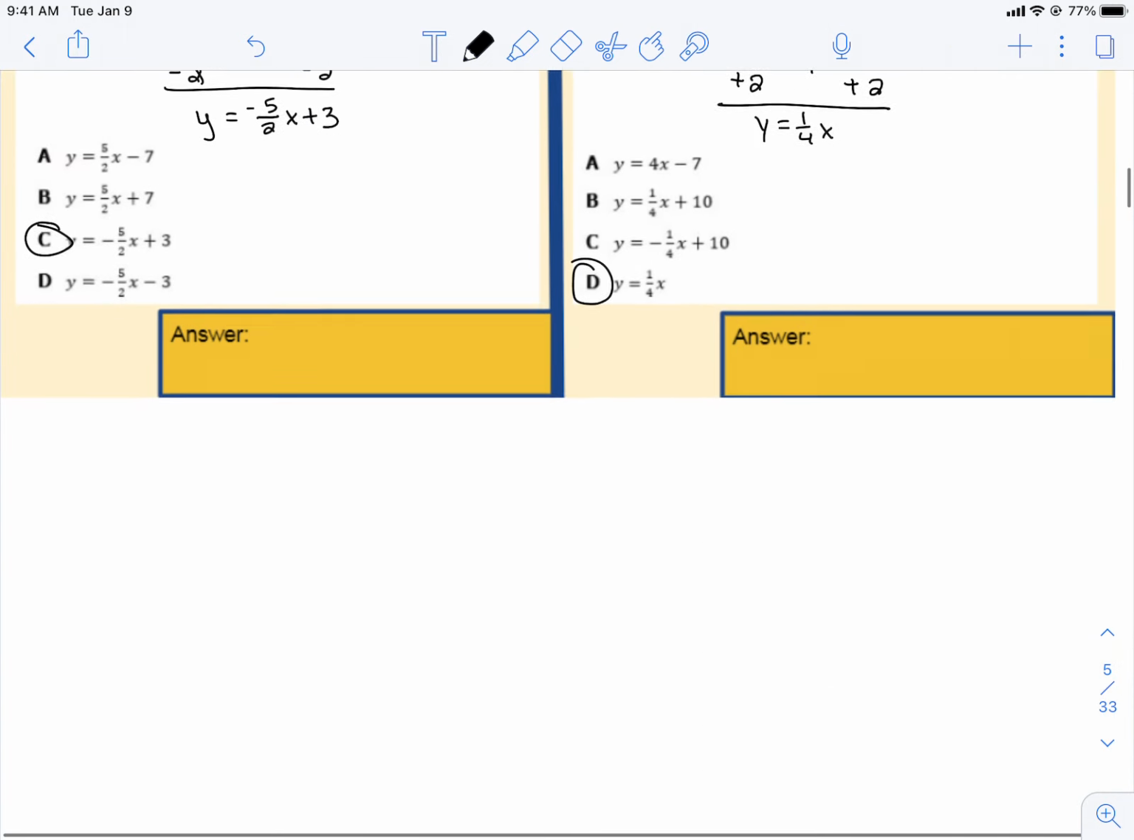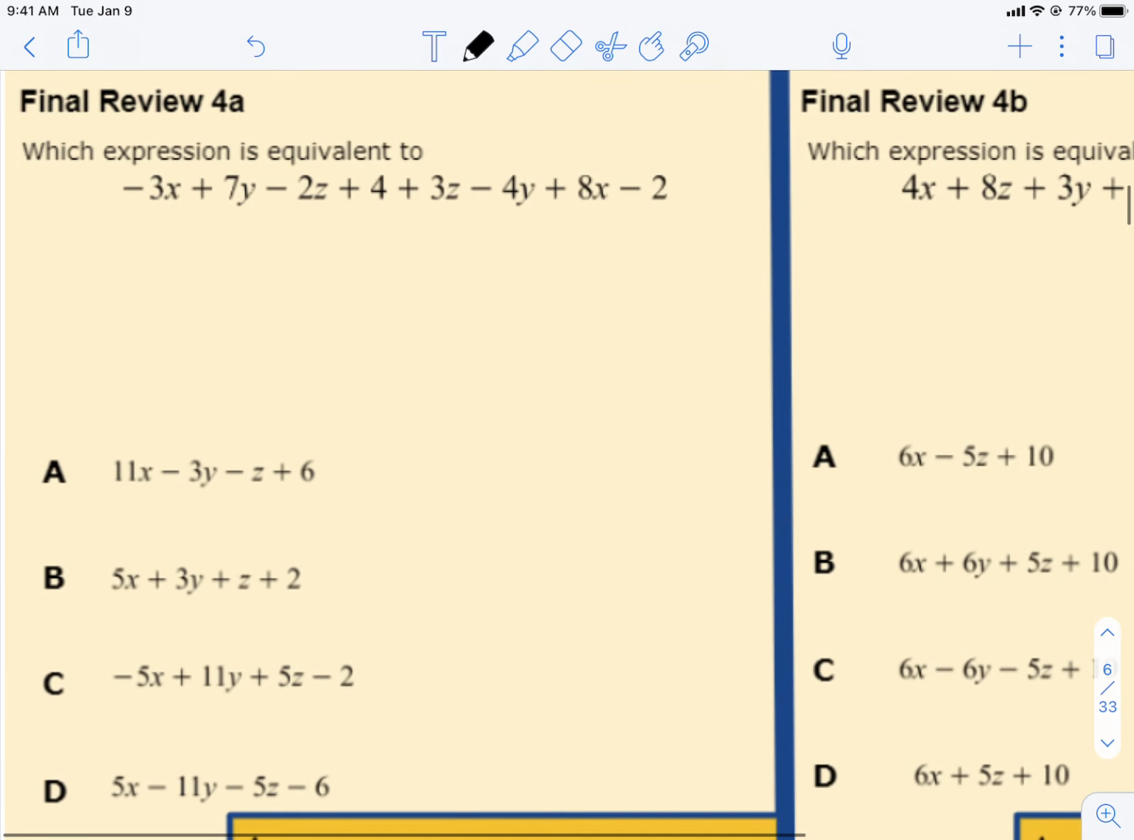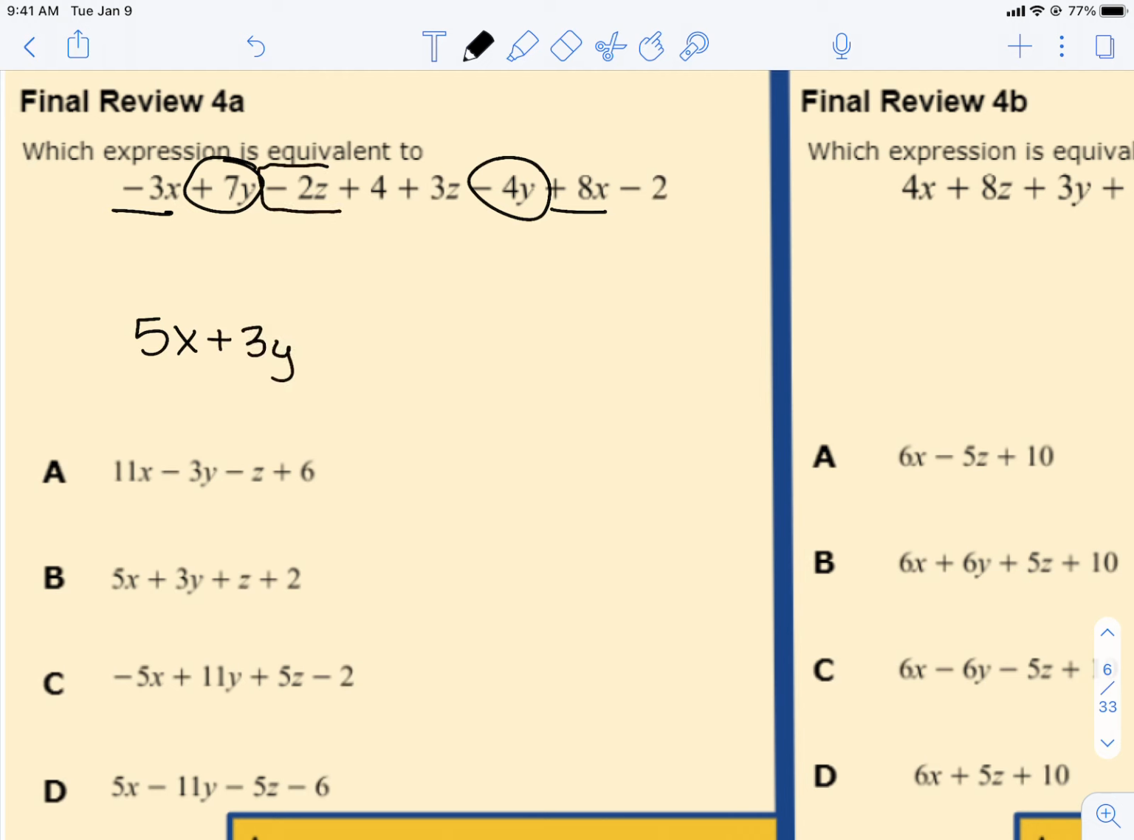Okay. Looking at number 4, we're just combining like terms. So it says which expression is equivalent to, and it gives us all of this. So yeah, we need to simplify it, condense it. So I'm going to do negative 3x and 8x. That gives me a 5x. I have 7y and a negative 4y. That gives me a positive 3y. I have a negative 2z and a positive 3z, which gives me a positive 1z. And then I have 4 minus 2, which is positive 2.